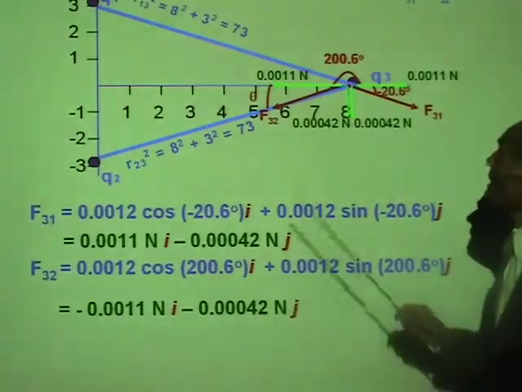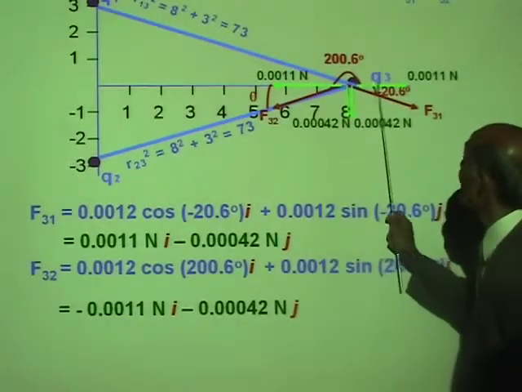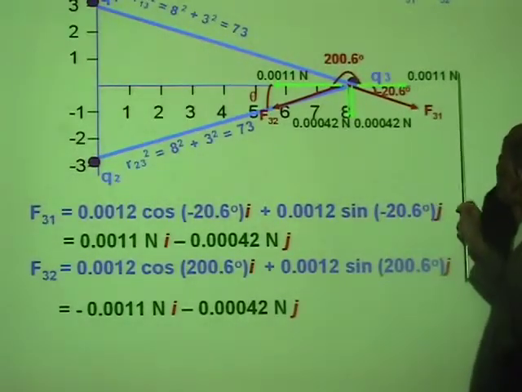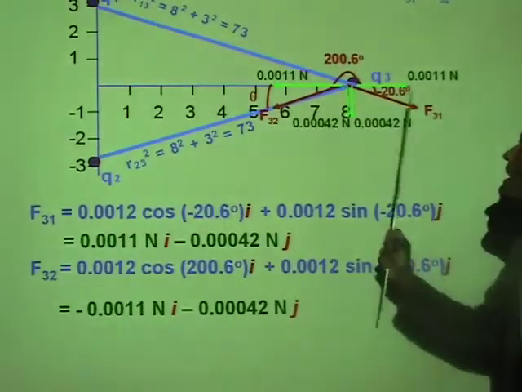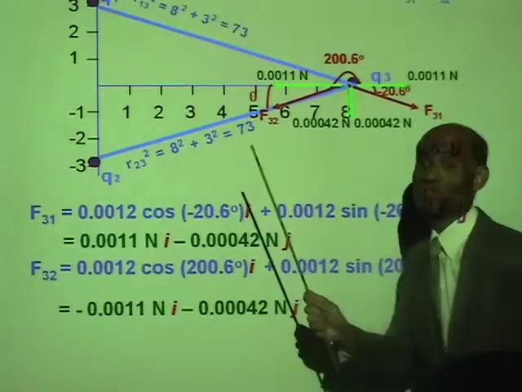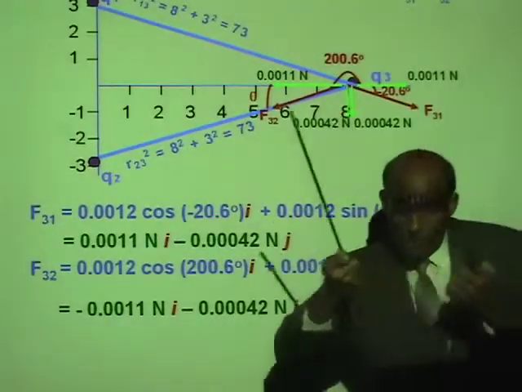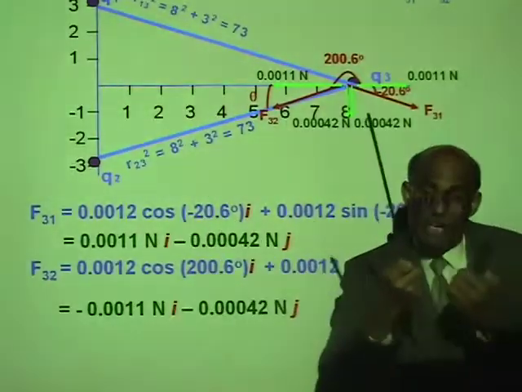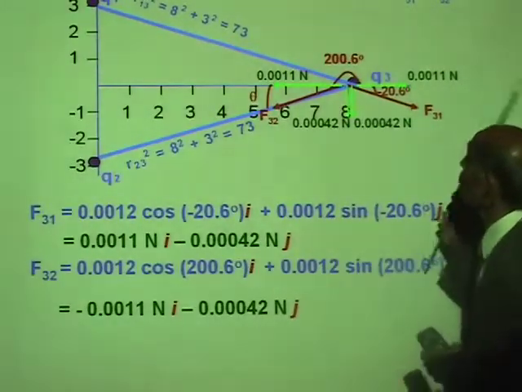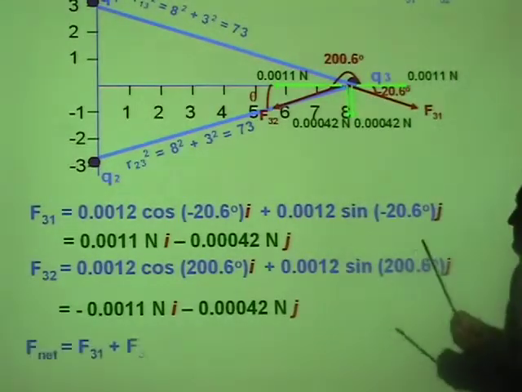Now, you notice one thing. The force on this Q3 in the x direction has a positive x component of 0.001 Newton and a negative component of 0.001 Newton. That positive value and that negative value cancel each other. Is that right? One is equal and opposite to the other. So these two values will cancel and these two will add up.